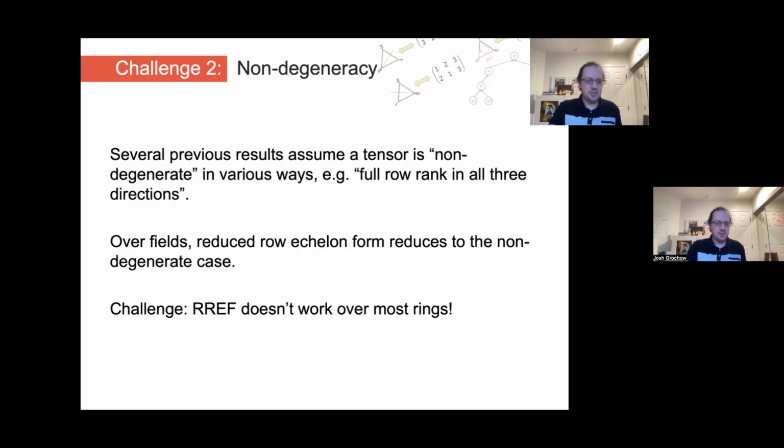Okay, the next challenge is that a lot of the previous results assume some form of non-degeneracy in the tensor. For example, full row rank in all 3 directions. Now, over fields, you can often reduce to the non-degenerate case by just using reduced row echelon form. But the challenge here is that reduced row echelon form now doesn't work over most rings. And actually, over other rings, it's not even entirely clear what the analogous definition of non-degenerate should be.